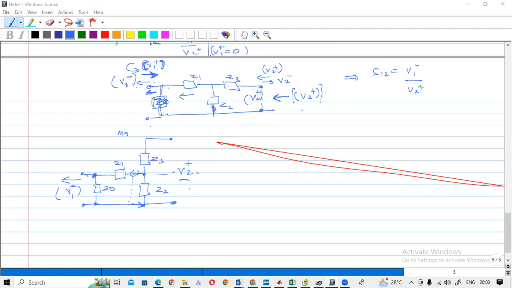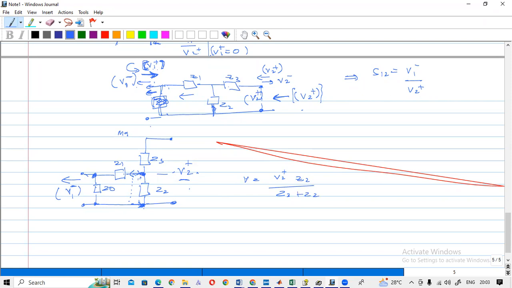Yeah, using a voltage divider you can calculate, but the problem is that you can put the voltage dividing rule here and find the voltage at this point. Let's say this voltage is V. Then you can put the voltage divider and find the voltage here. V is equal to V naught plus times Z2 divided by Z3 plus Z2. So this is the voltage here.